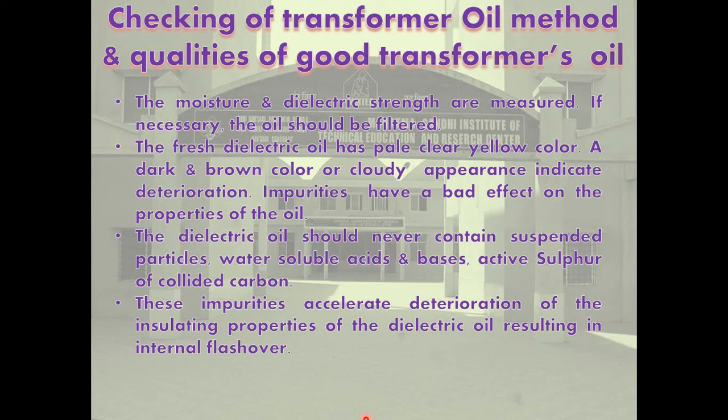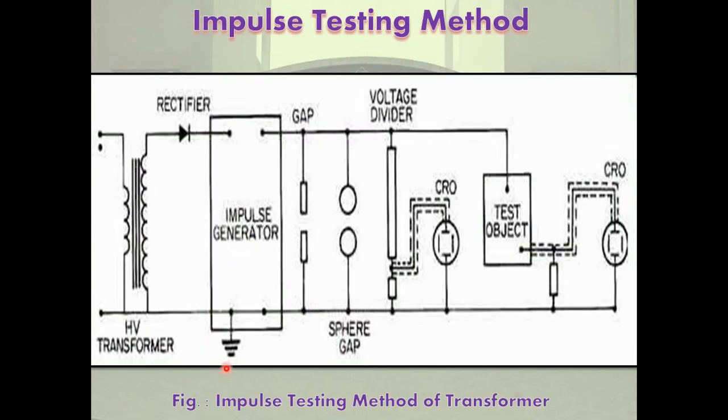Now, impulse testing method. Impulse voltage test and standard impulse wave. This is a type test for all indoor and outdoor transformers. This test is carried out as follows. Standard impulse wave of specified amplitude is applied 2 times in succession.